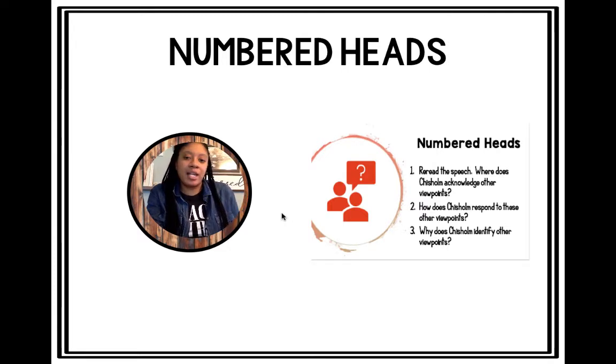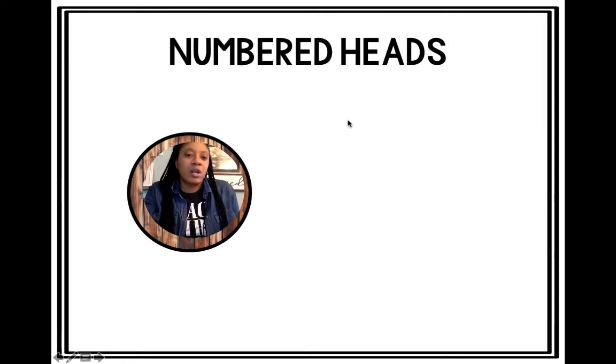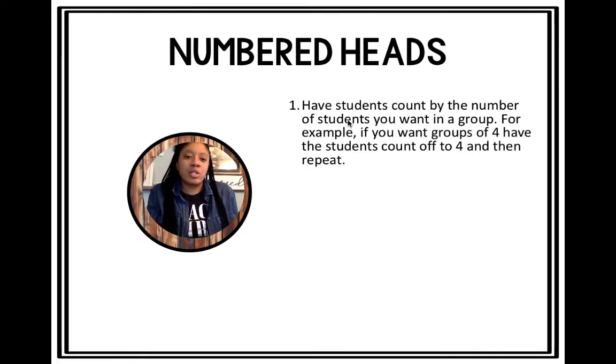And this is one that I use with my students. Here's an example that I used with my students last 9 weeks, but we use them pretty often. And so this is how it looks. First, you have your students count off by the number of students you want in a group. So for example, if you want groups of 4, you have the students count off to 4, and then you repeat, okay?